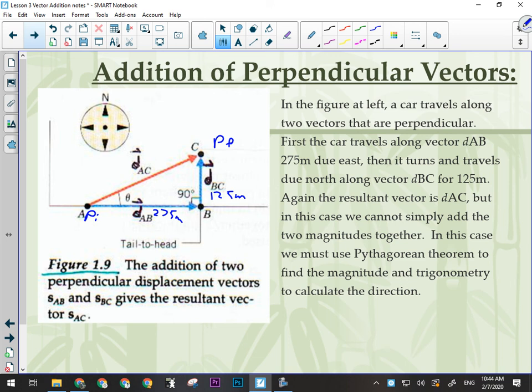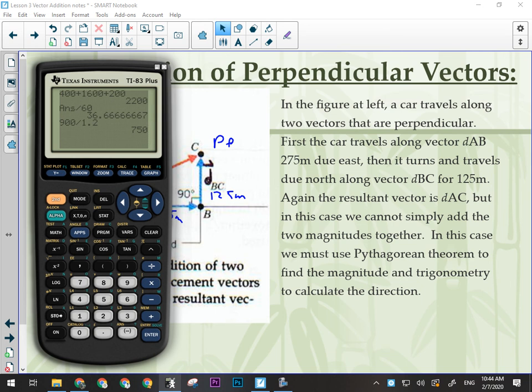Is the Pythagorean theorem hard? No. It's really straightforward. So calculating the length of this line is just as easy as punching into your calculator. We'll have the square root of 275 squared plus 125 squared, and so we're looking at 302 meters as my total displacement along that line.